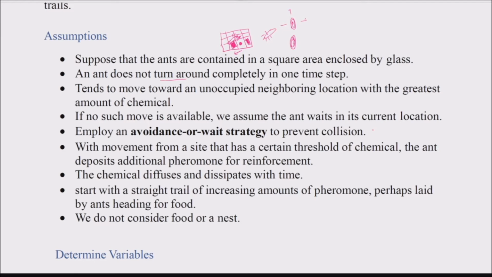And then with movement from a site that has a certain threshold of chemicals, one of these sites or cells, the ant deposits additional pheromone for reinforcement. So what that means is if the ant goes here, the amount of chemicals in this cell or site will increase. So by the time it decays, the amount of chemicals you have goes down, but if there's an ant moving, it becomes stronger, right?